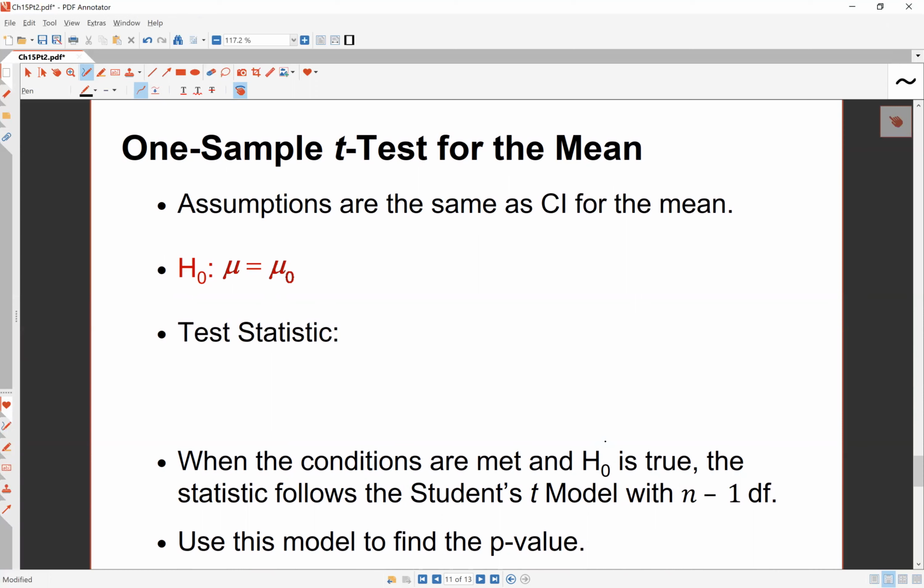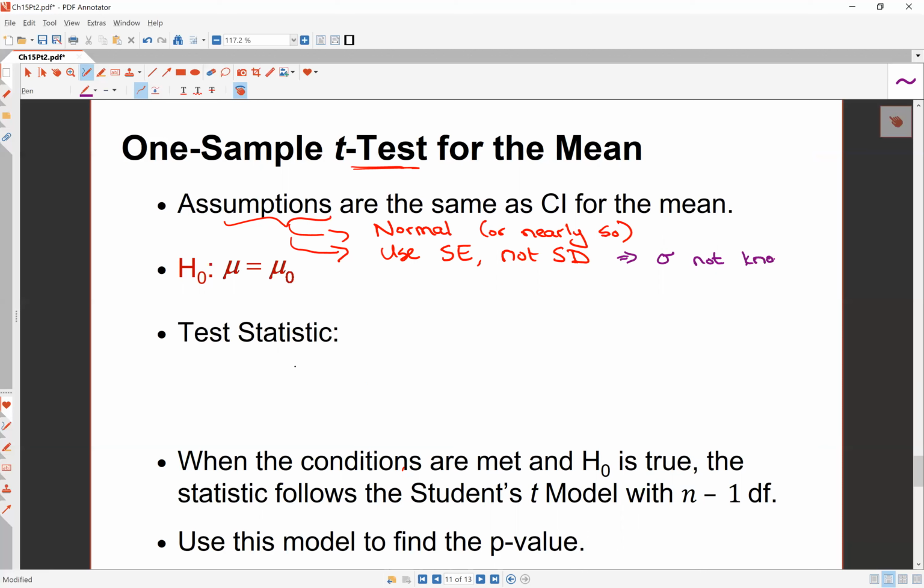is the test that is appropriate to use if certain conditions are met. Those being, we have a population that is normal or nearly so. And secondly, we're having to use standard error, not standard deviation. And the reason for that generally is sigma, our population standard deviation, is not known. And so we use S, our sample standard deviation.